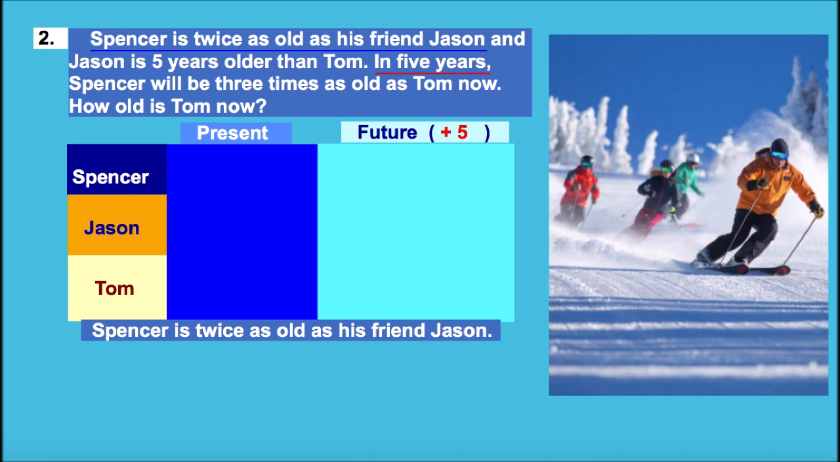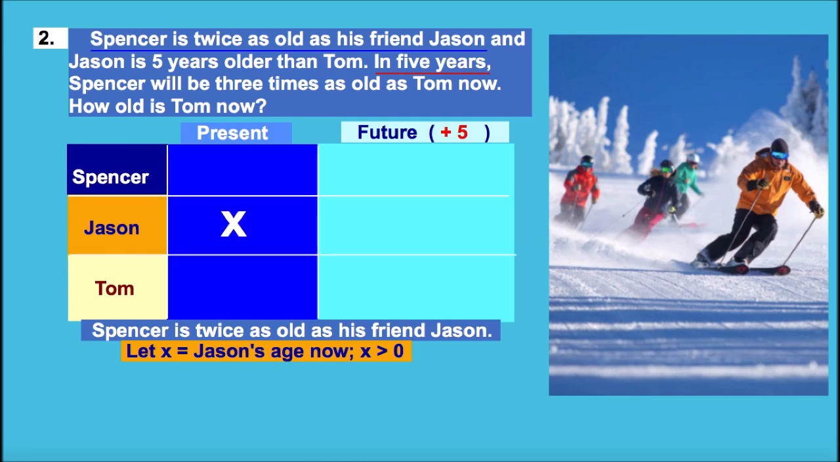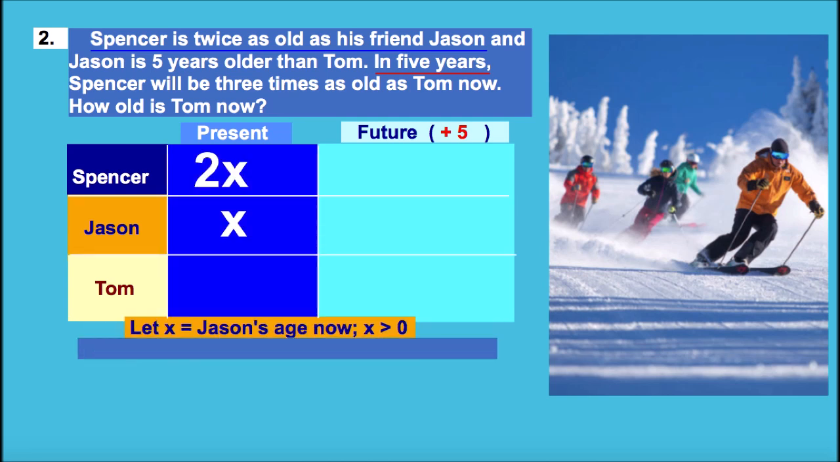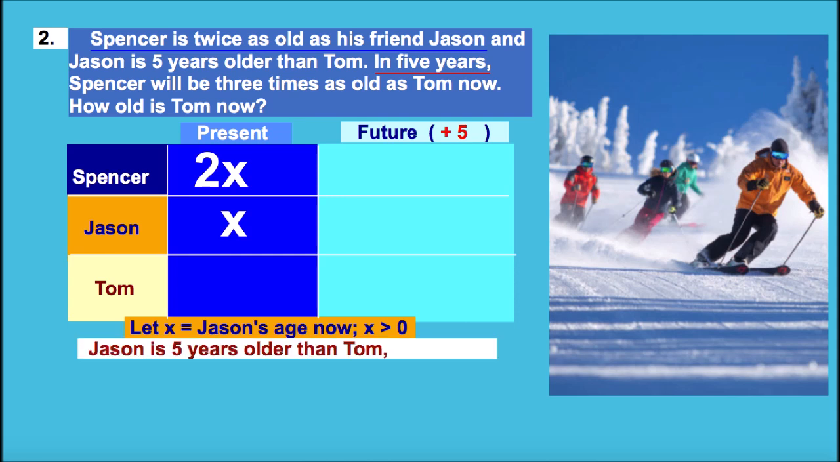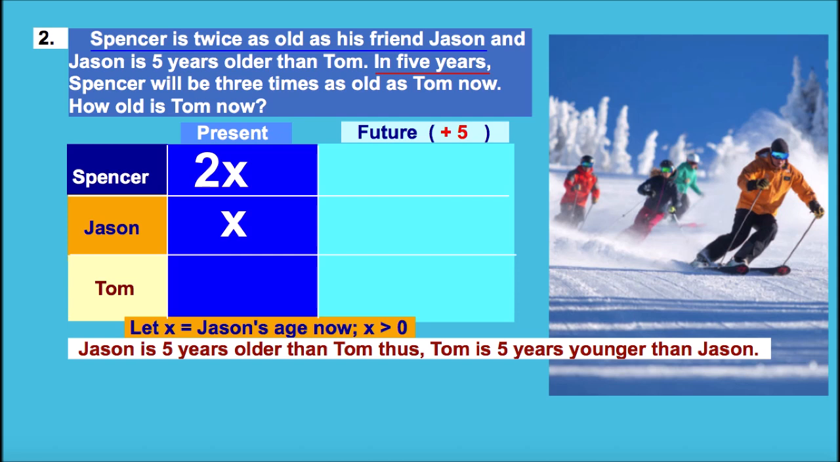Spencer is twice as old as his friend Jason. Let x equals Jason's age right now, such that x is greater than 0. Spencer's age now is 2x. Jason is 5 years older than Tom. Thus, Tom is 5 years younger than Jason. Tom's age now equals x minus 5.